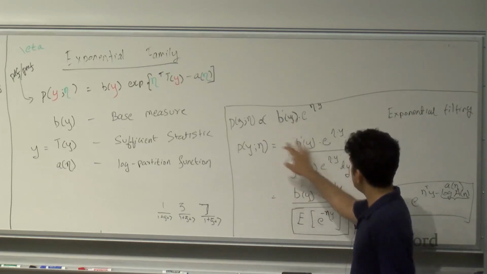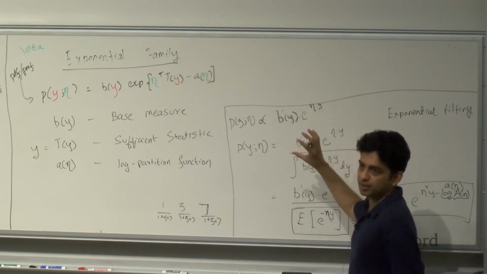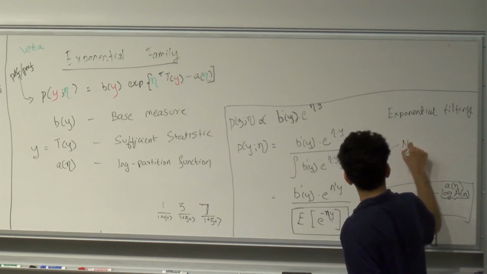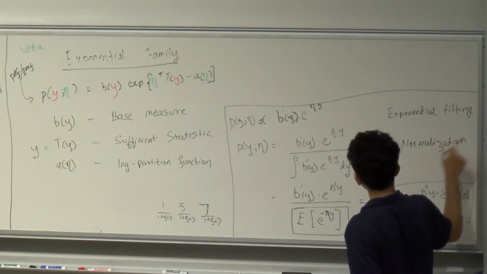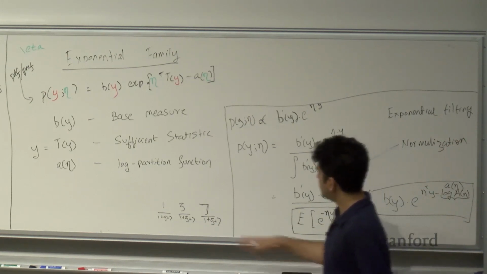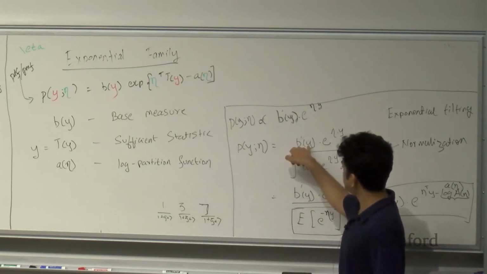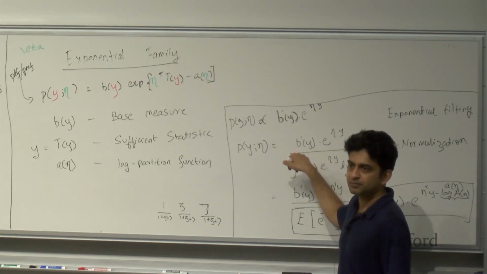So integrate out the numerator and divide it by that integral. This is called normalization. So you think of 1 plus 5 plus 7 as the different values this evaluates to for different values of y. Right?